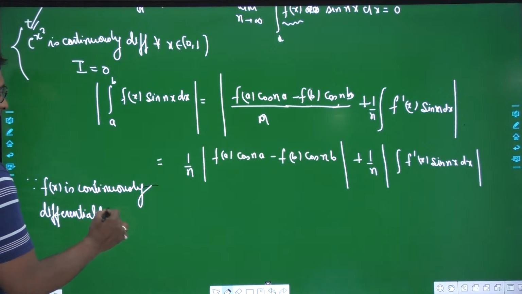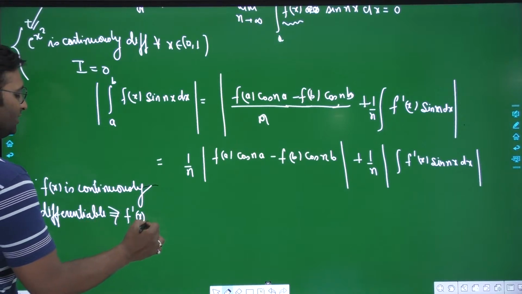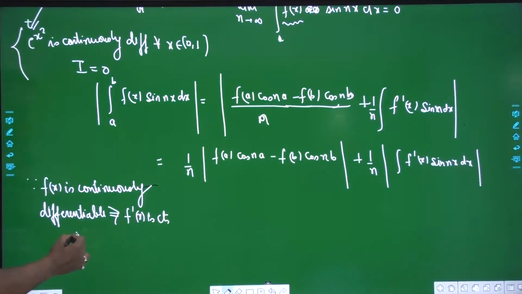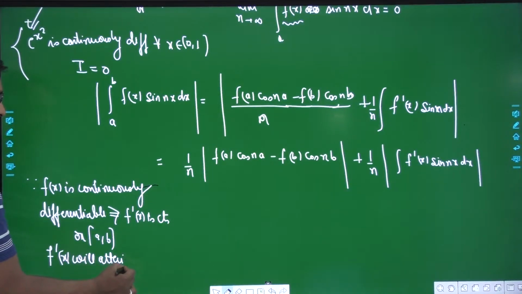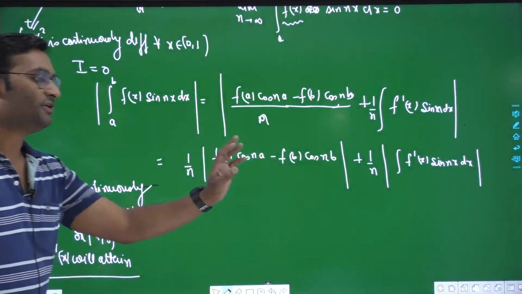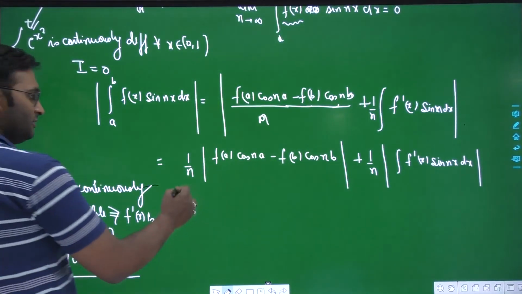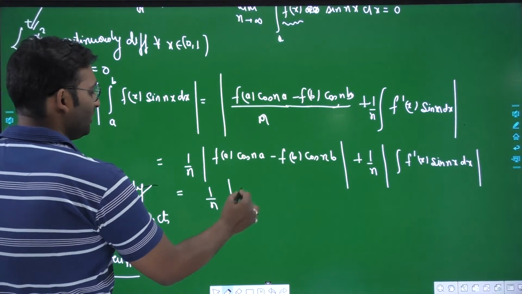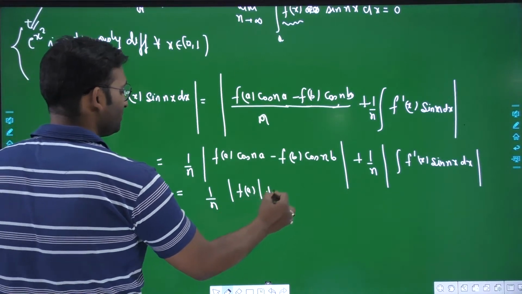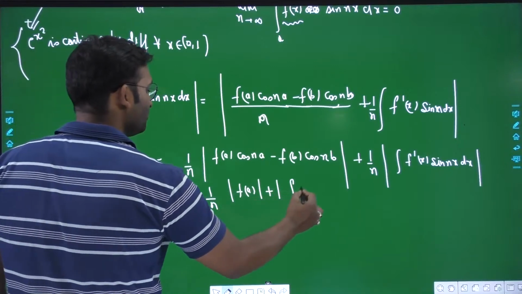Which implies f dash x is continuous on a comma b. Since f dash x is continuous, it will attain bounds in the interval a comma b; f dash x will attain maxima as well as minima, and obviously there will be certainly some values. So I can write 1 upon n modulus of fa plus, this will be greater than or equal to modulus of fa.